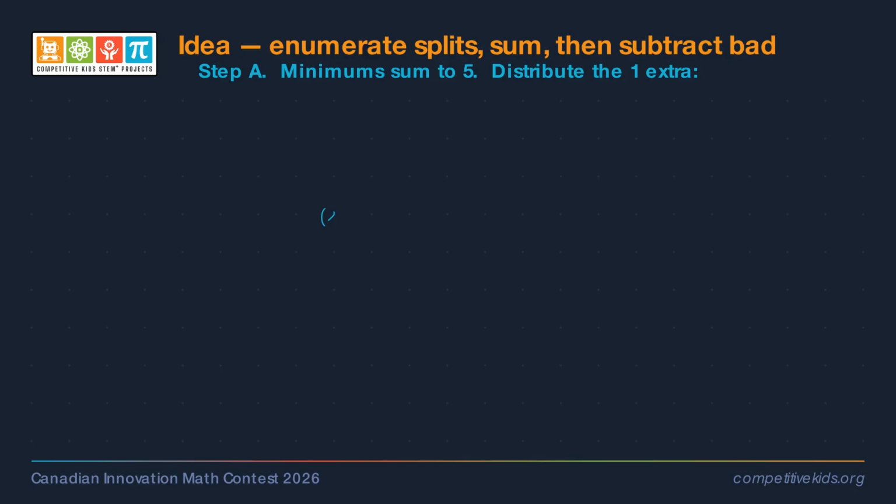Split 1, 2, 2, 2. 2 mentors, 2 club leads, 2 athletes. 3 choose 2 times 3 choose 2 times 3 choose 2. 3 times 3 times 3 equals 27.